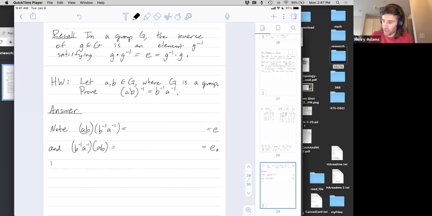So at this point, we can just say, hence, the inverse of AB is B inverse A inverse. Or in other words, i.e., the inverse of AB is B inverse A inverse. Okay.